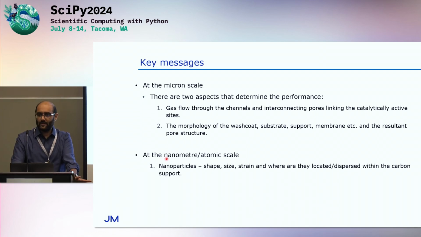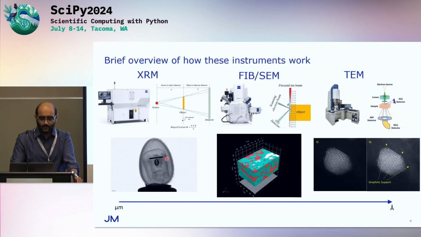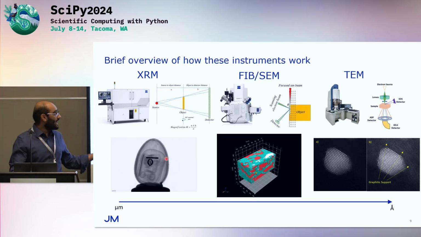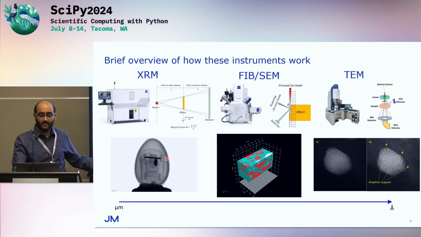At the nanometer and atomic scale, we look at our nanoparticles and the size and shape, and we have pretty sophisticated equipment in the company to look at these materials. And actually, it's one of the most well-kitted out labs in industry for characterizing these materials.